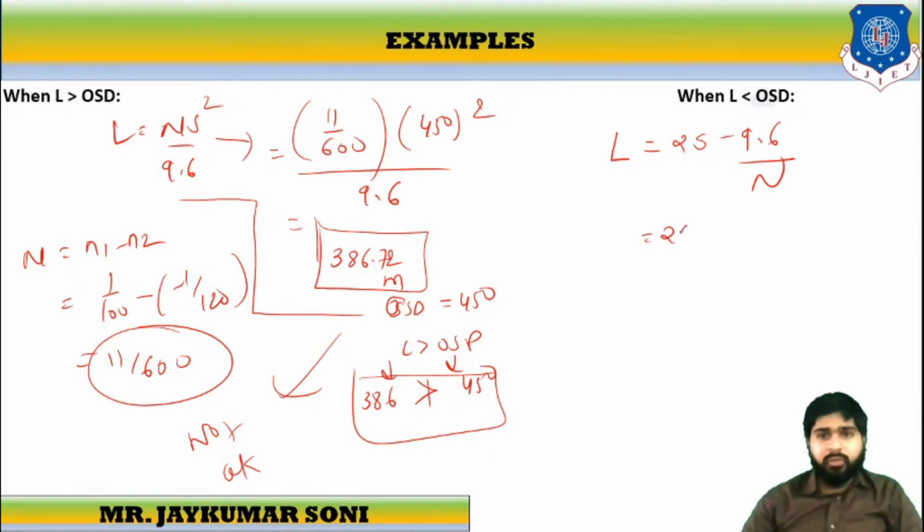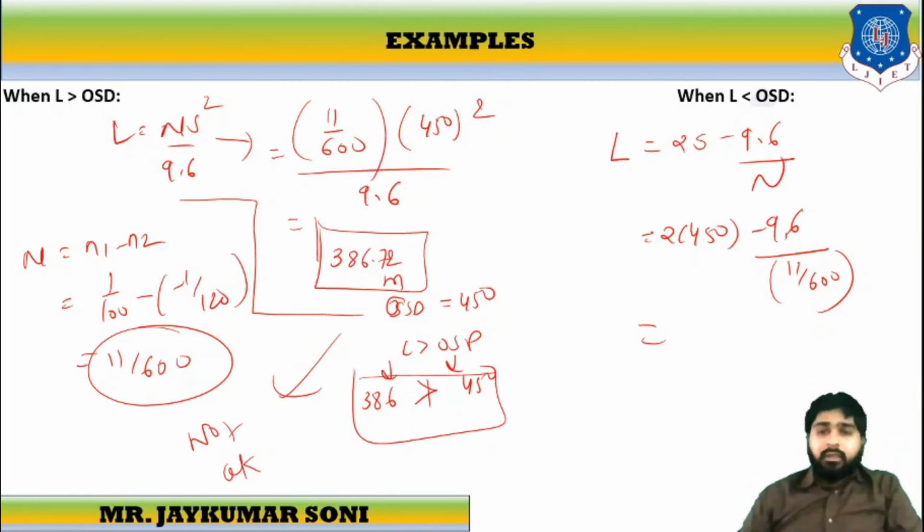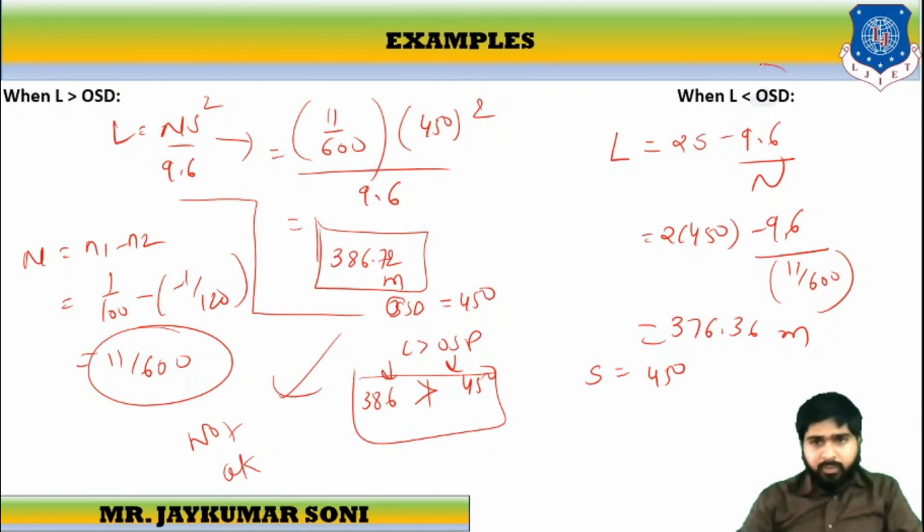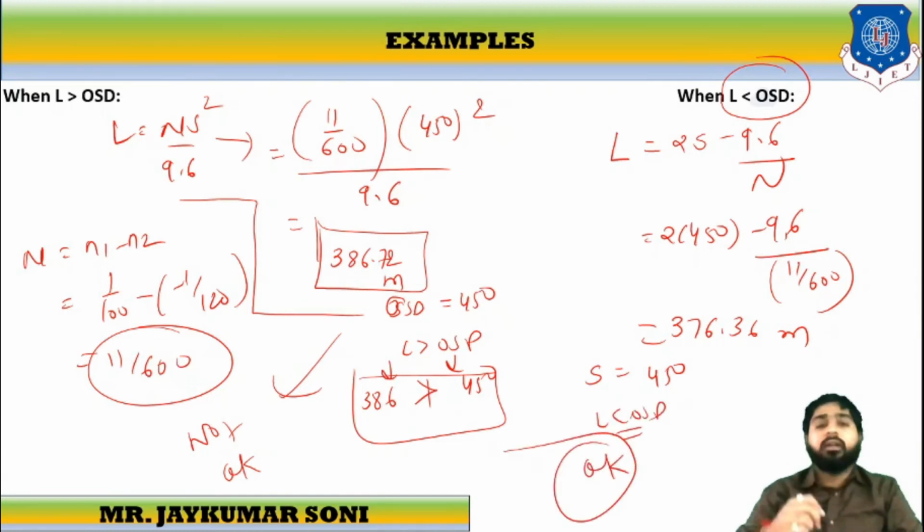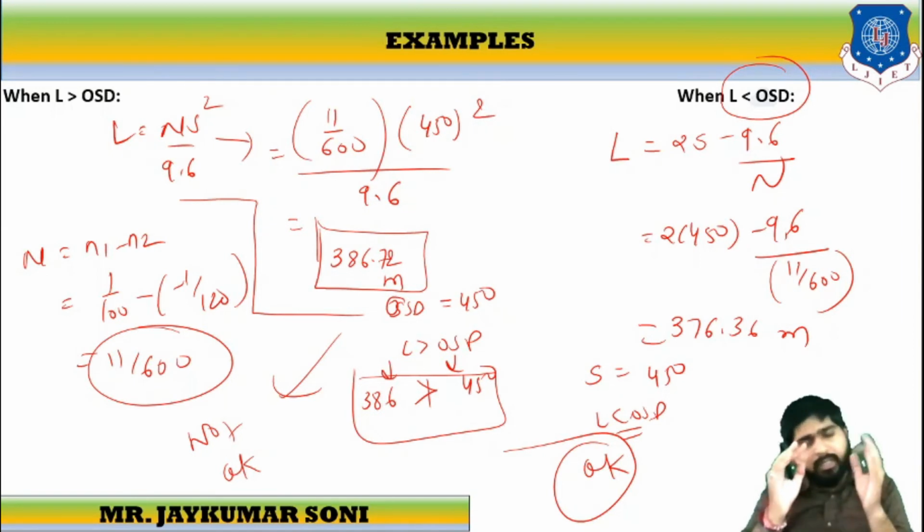2S, 2 into 450 minus 9.6 by N is 11 by 600. Calculate this value and tell me what is the answer that you are getting. This is 376.36 meter. Now the value of S, that means SSD, is 450. What we have assumed, L less than SSD. Here L is less than SSD, satisfying the criteria, so it is okay. So this is how it can be calculated. We just have to put the values if we are familiar with the equations.